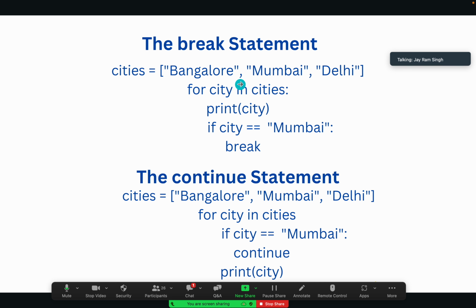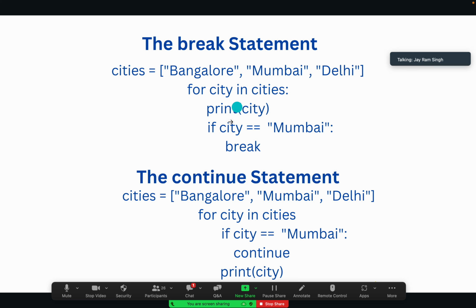Next time the for loop will go, and now city will be Mumbai, and it will print city, and the condition city equal to Mumbai will execute break. And with break what happens? It will come out of the loop. The loop is terminated. So Bangalore and Mumbai will be printed, but Delhi will not be printed because it will not go here again for Delhi.